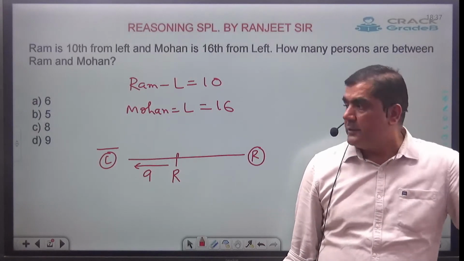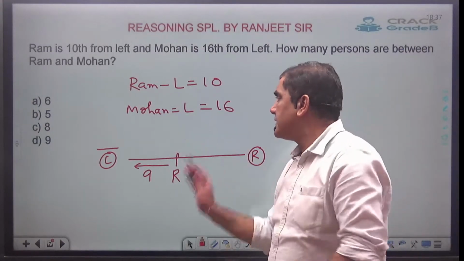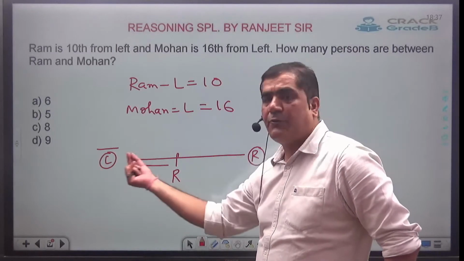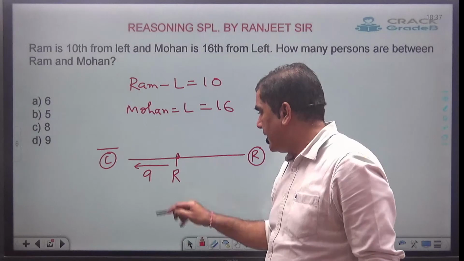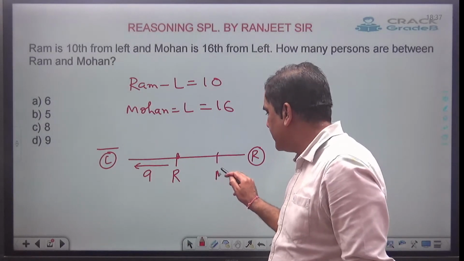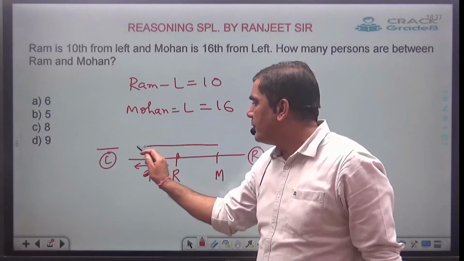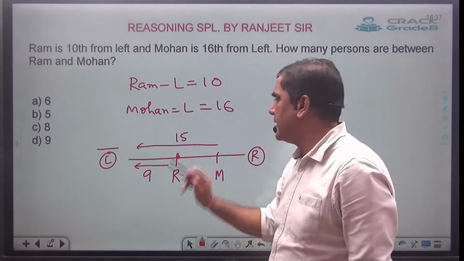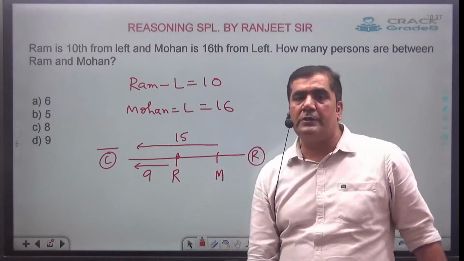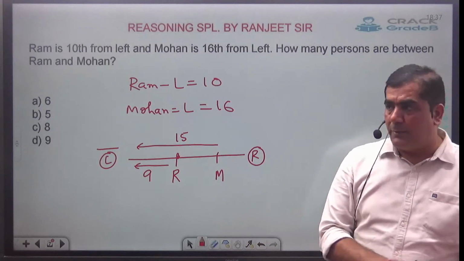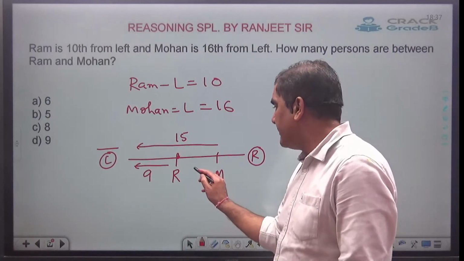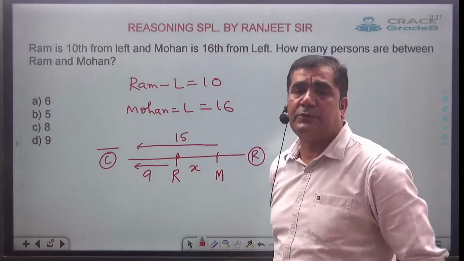Clear? Now, second part, they have given Mohan is 16th from left. Means what? If I am going to see from left, Mohan comes out to be 16. So up to this one is what? 10. So Mohan must be over here. Is 16. And to the left of Mohan, there must be 15 persons. Clear? Now my job is to find out how many persons are between Ram and Mohan. This X I need to find out.